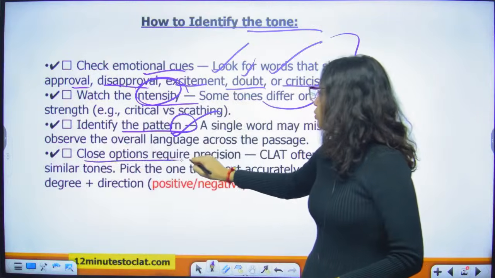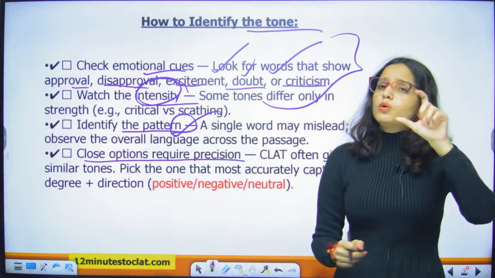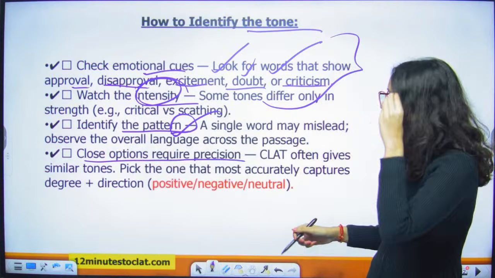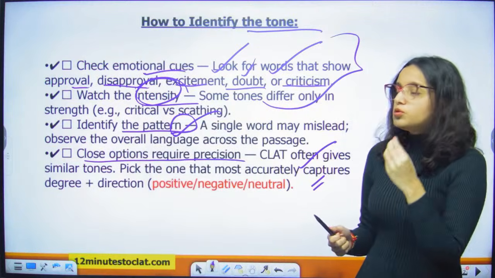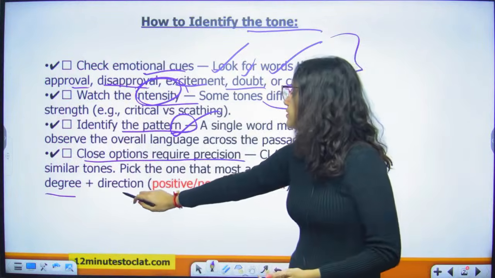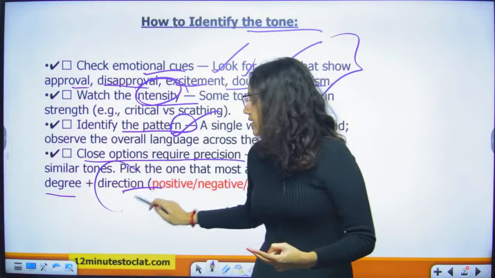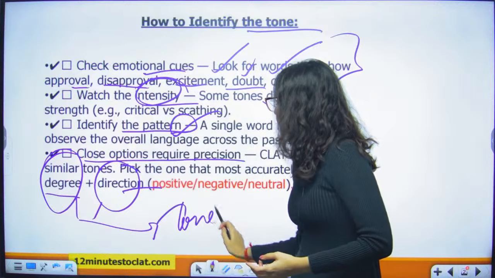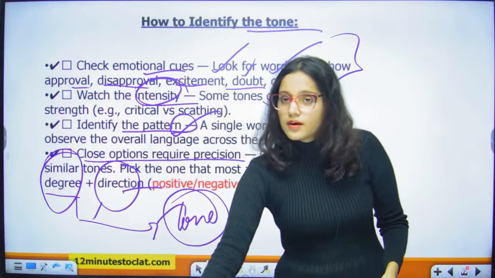Then comes very close options. As I said, words like cautionary or alarmist, these are very close options. How do I pick from that? You look for the intensity. है ना? CLAT will often give you confusing options like that. So the step should be first understand the degree, the intensity, and then of course the direction, whether the direction is positive, negative, or neutral. You combine these two things, है ना? Direction plus degree, and then you will get your tone accurately. All right, this is precisely how we mark the tone questions correct.